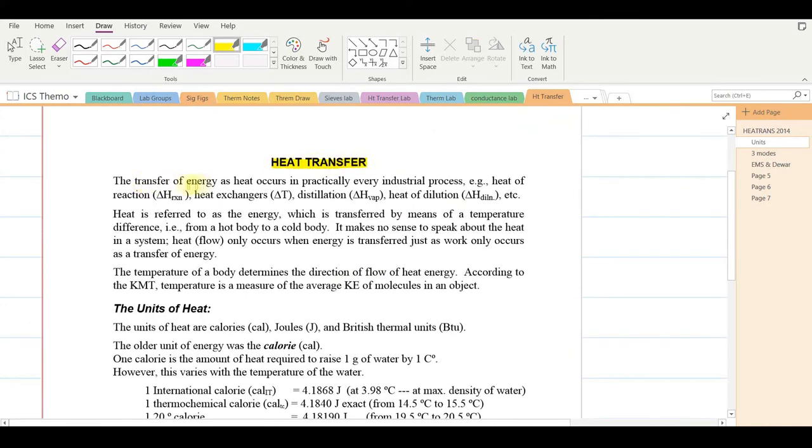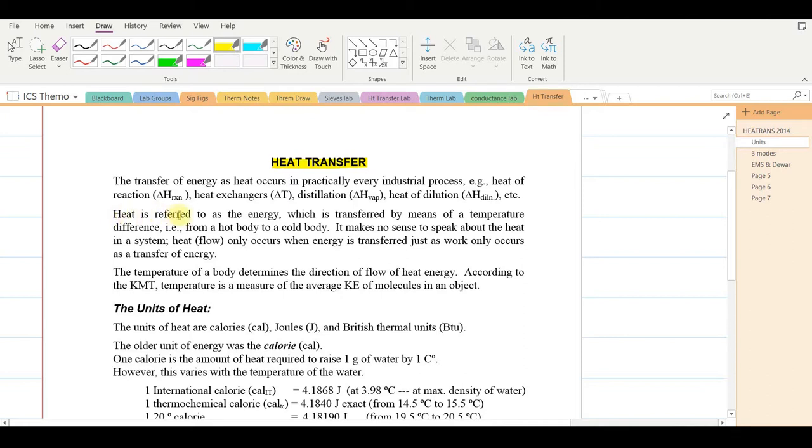The transfer of energy as heat occurs in practically every industrial process. For example, we have the heat of reaction, we have heat exchangers, where heat transfer is due to a difference in temperature. We have distillation, where we have the heat of vaporization. There's heats of dilution and solution occurring as we solubilize certain chemicals.